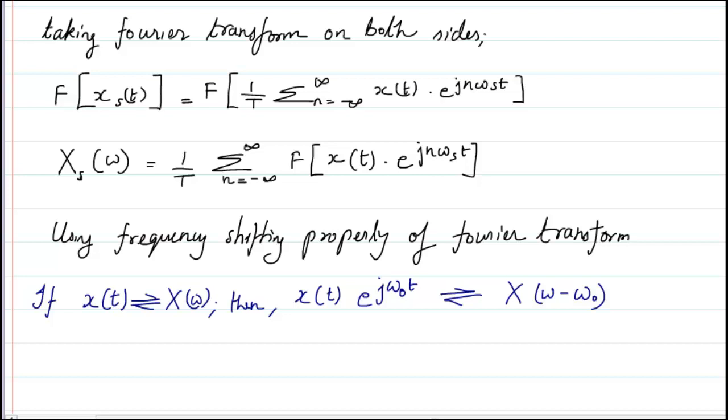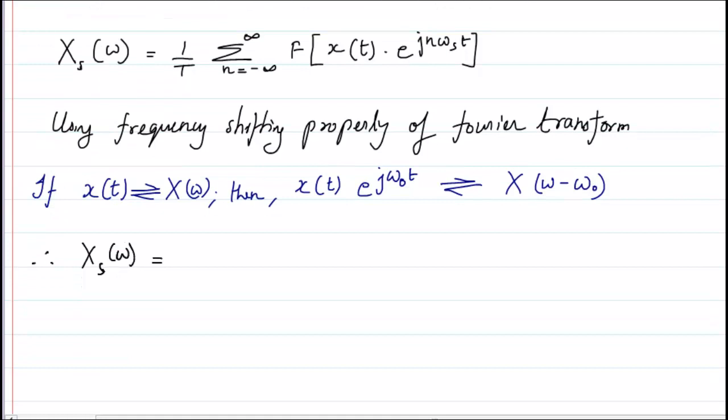Fourier transform. So I will write, therefore I will get Xs of omega, which is what we had on the left hand side, and the right hand side basically I will have 1 by T summation n is equal to minus infinity to infinity. The Fourier transform of x of t is X of omega, then multiplying with this factor will give us X of omega minus n omega s. Okay, now this is in omega terms.